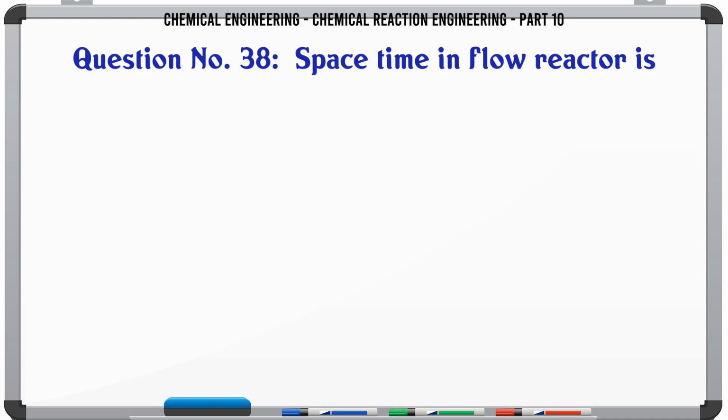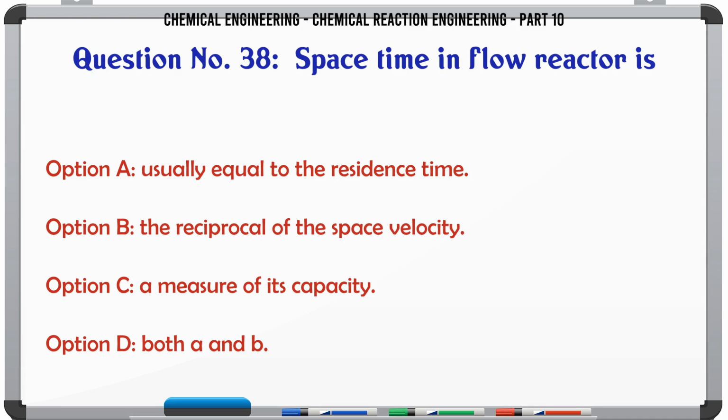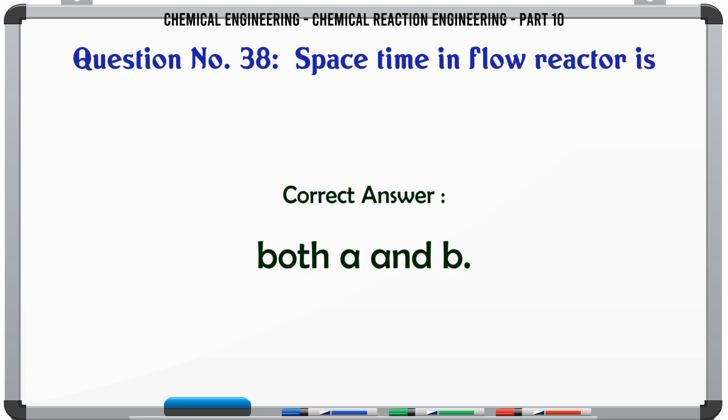Space-time in a flow reactor is: A. Usually equal to the residence time, B. The reciprocal of the space velocity, C. A measure of its capacity, D. Both A and B. The correct answer is both A and B.